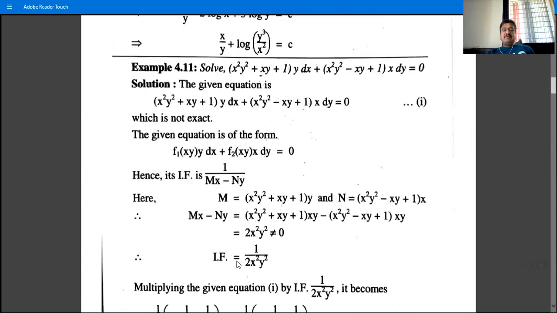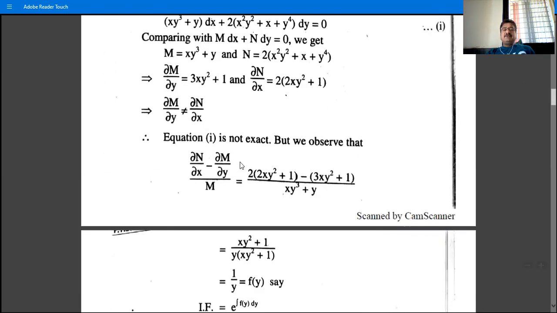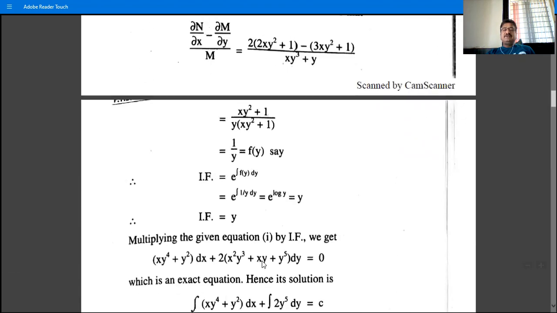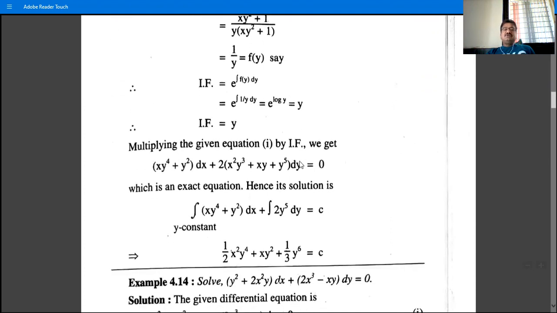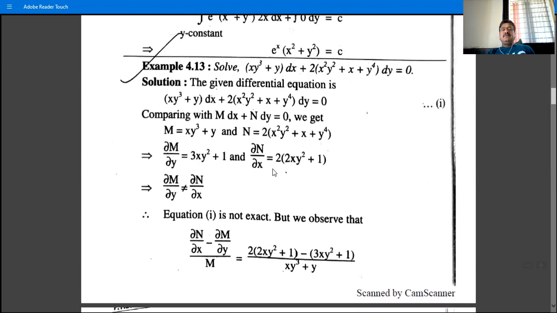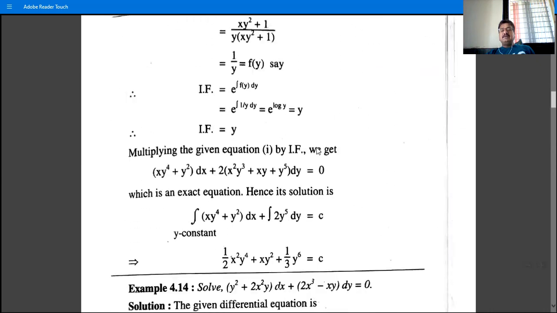So this is the example on rule number 4, where (∂N/∂x minus ∂M/∂y) divided by M is a function of y alone, and therefore the integrating factor is e raised to the integral of f(y) dy, that is e raised to the integral of 1 by y dy, and that is e raised to log y, and so the integrating factor is y. So multiplying equation 1 by the integrating factor y, we have (xy raised to 4 plus y square) dx plus (2x square y cube plus xy plus y raised to 5) dy is equal to 0.